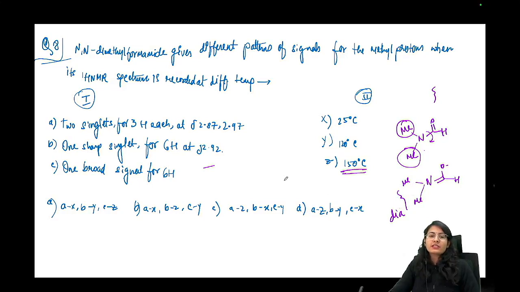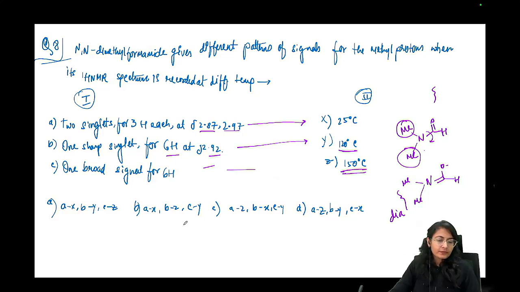Because of this, they will show different values at low temperature. Let's say A matches with X. Then one sharp singlet for 6 hydrogen when I've increased the temperature to 120 degrees centigrade, and one broad signal for 6 hydrogen. What is this? AX, BZ, CY.